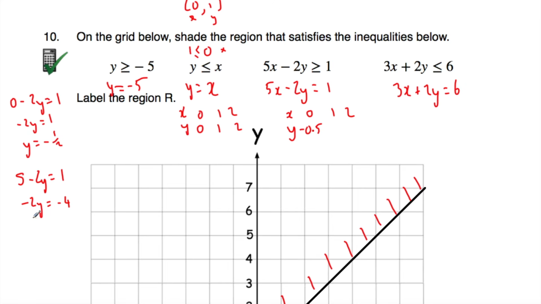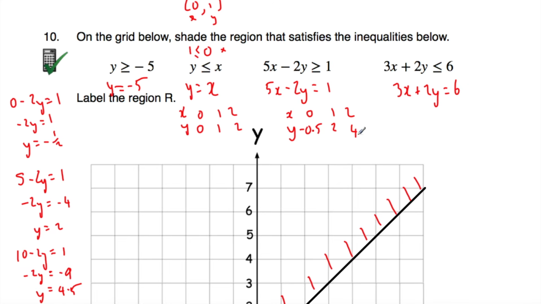And if we divide both sides by minus 2, we'll get that y is equal to 2. So y is equal to 2. And finally, if x is equal to 2, 5 times 2 is 10. So we've got 10 minus 2y this time is equal to 1. Let's take away 10 from both sides. So we're going to get that minus 2y is equal to minus 9. And then if we divide both sides by minus 2, we'll get that y is equal to 4.5.